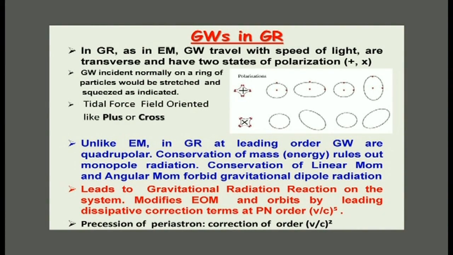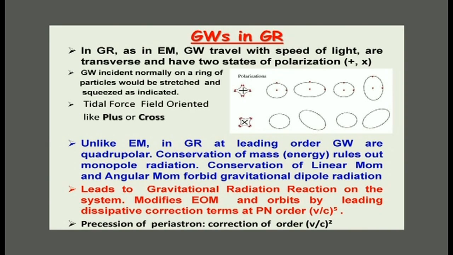It comes at the order v by c raised to 5. The periastron precession, which I talked about in the morning, which Einstein discovered, the cause of it, he proved, was general relativity. That correction is of order v by c raised to 2. So you can see that compared to the precession effect, this is an even weaker effect.